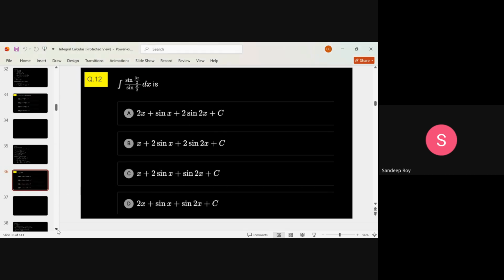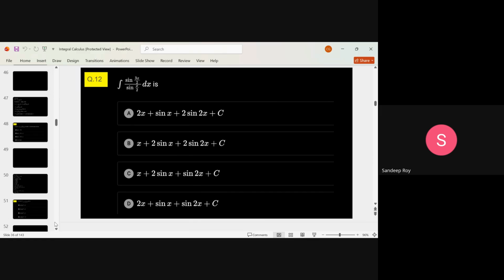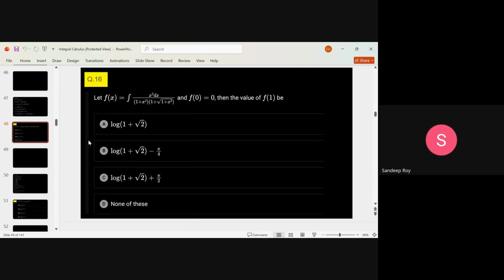So question number 16. Yes, now try this one. This is not a pure definite integration, but a type of it. You can try this one first.